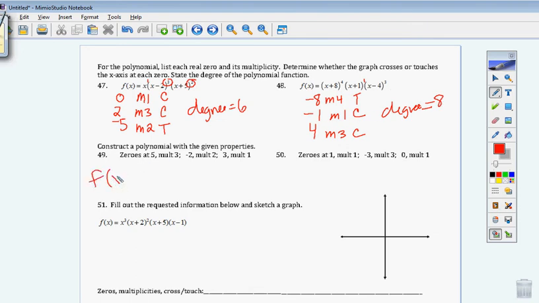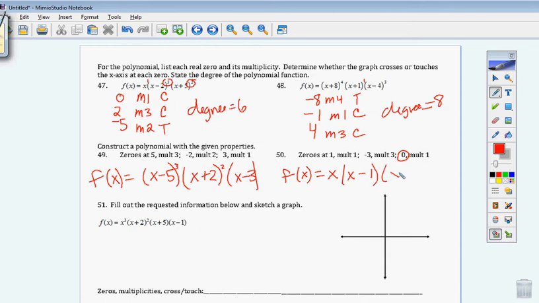Constructing a polynomial with given zeros means just kind of going the other way. They told me the zeros and they told me the multiplicities. So I'm basically going to put x minus 5 as a factor, because if 5 is a zero, then x minus 5 is a factor. Power of 3 for the multiplicity, x plus 2, multiplicity of 2, and then x minus 3 with a multiplicity of 1. On this one here, we typically will see the 0 written first, so we're going to say just x right there, and then we can put the other ones in. x minus 1 multiplicity of 1, x plus 3 multiplicity of 3.